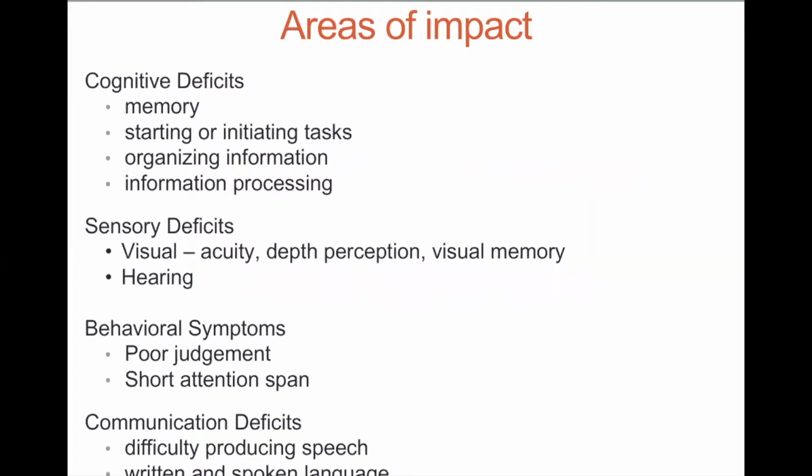So let's talk about some different areas of impact. I know that I'm talking to the professionals here with Down Syndrome Indiana, so I know that you already know this, but here are some different areas of impact. Memory, starting and initiating tasks, organizing information, processing. It's always funny that I put those in there as cognitive deficits, because really and truly, I would say anyone listening to this probably has problems with at least one of those things, even if there's no disability associated. Goodness knows, starting and initiating tasks and organization isn't easy for anyone.